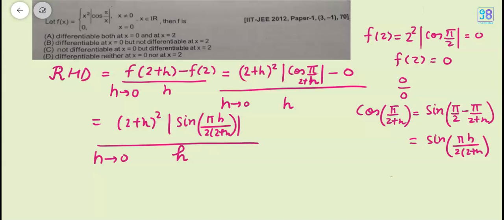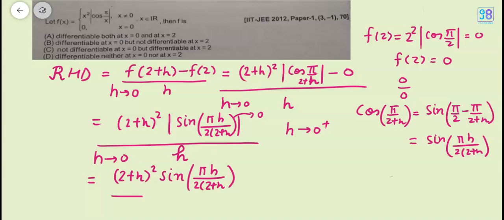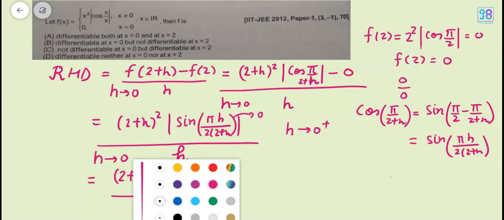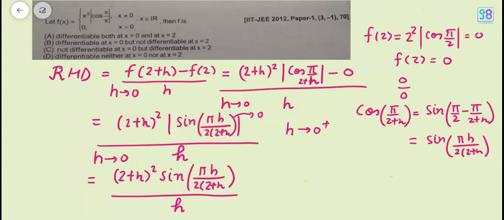Now you'll see that as h tends towards 0, pi h by 2 times (2 plus h) will tend towards 0, and therefore sine of that thing will also tend towards 0. And since we are approaching h from the right hand side, h is tending towards 0 plus, so the argument of sine will be positive, so we can remove the mod sign to get finally (2 plus h) whole squared times sine of pi h over 2 times (2 plus h), divided by h. Now we have this expression in the 0 by 0 form.